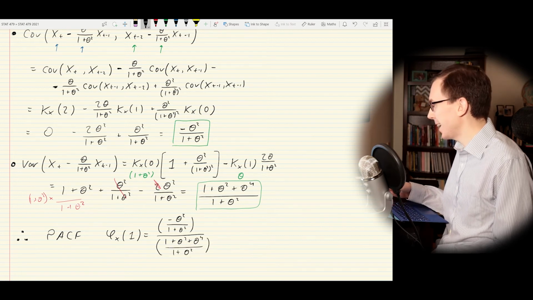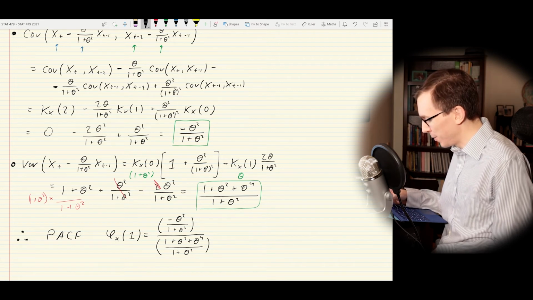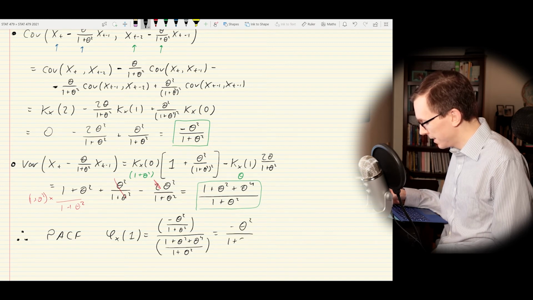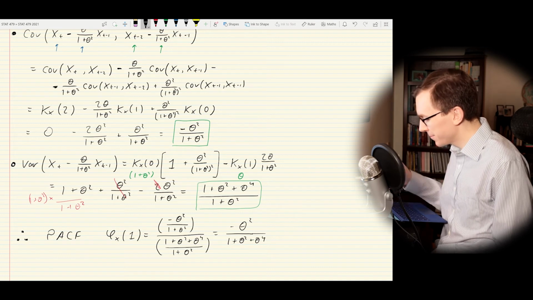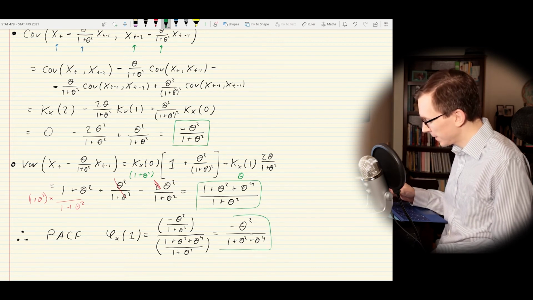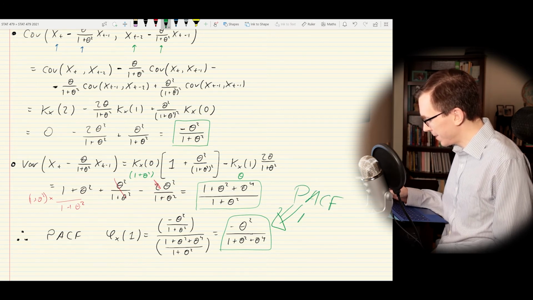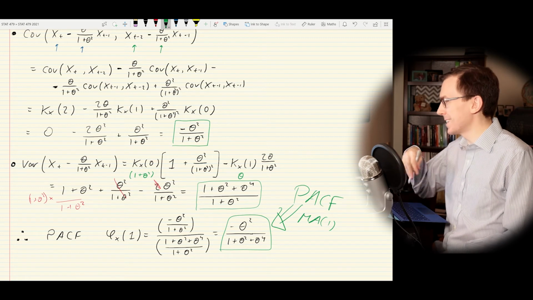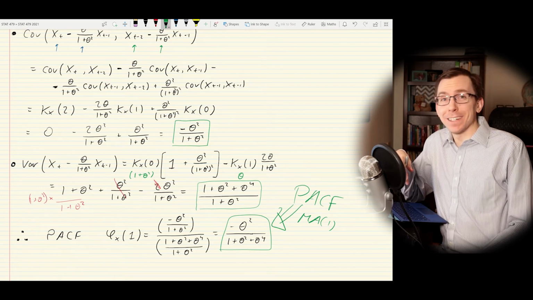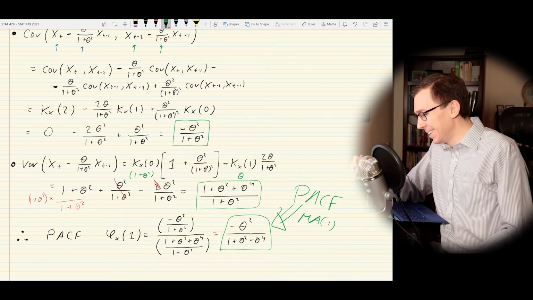The 1 plus theta squareds cancel out, and we're left with minus theta squared over 1 plus theta squared plus theta to the fourth. Whew. And this guy is the PACF for an MA(1) process. Yeah, I'm definitely not doing MA(2) or 3 or MA(q) for that matter.